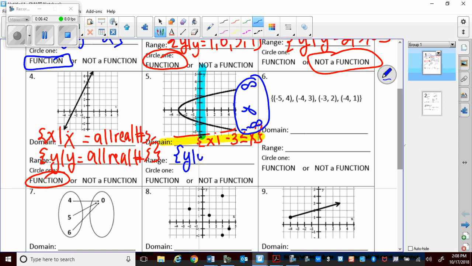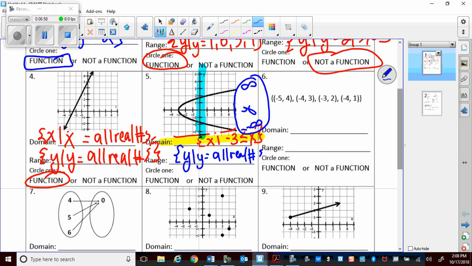Y bar, y equals all real numbers. If we have infinities on both sides, please scoot your desk back for me. Thank you. Now, is this a function?